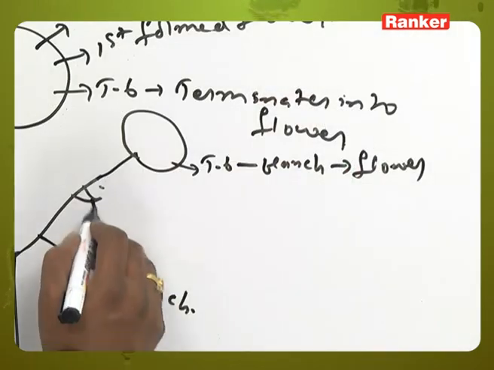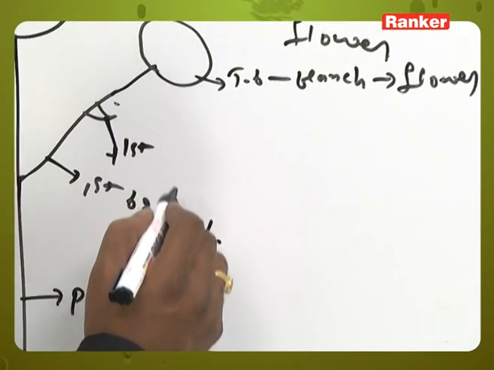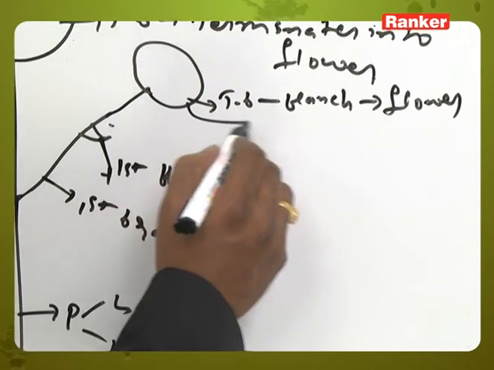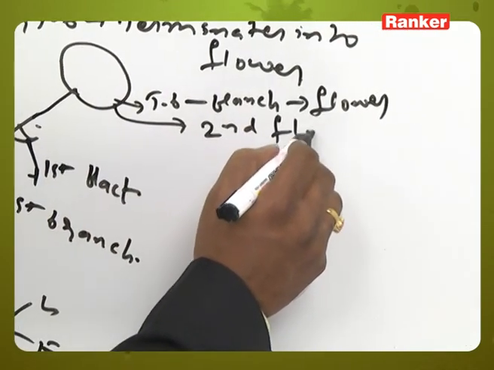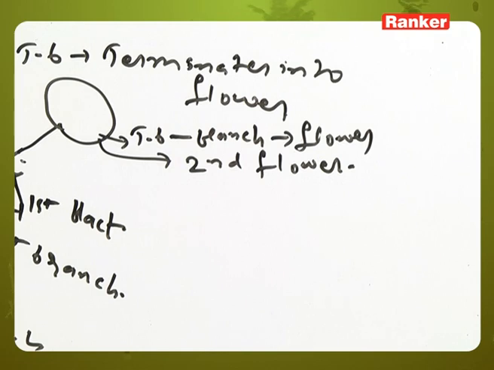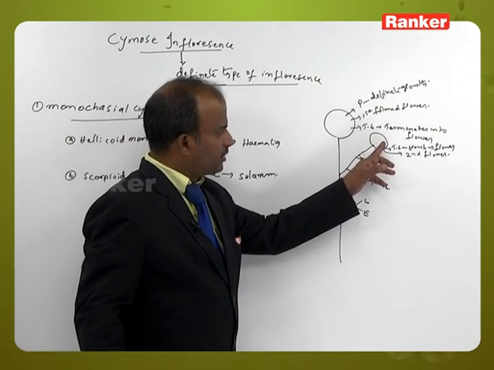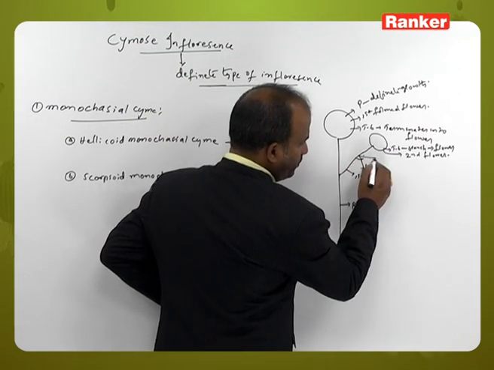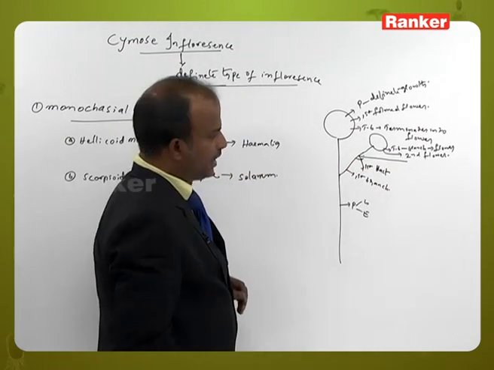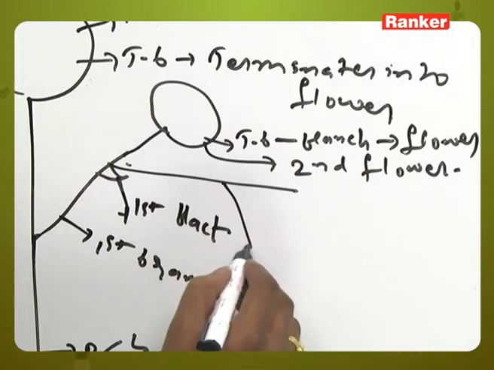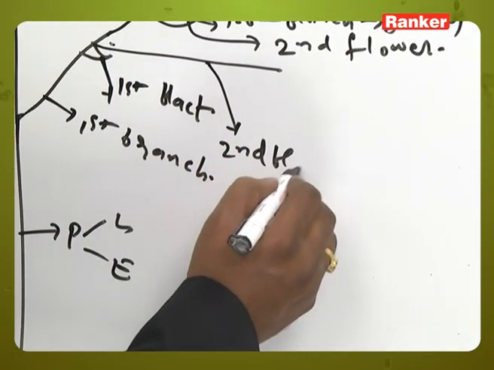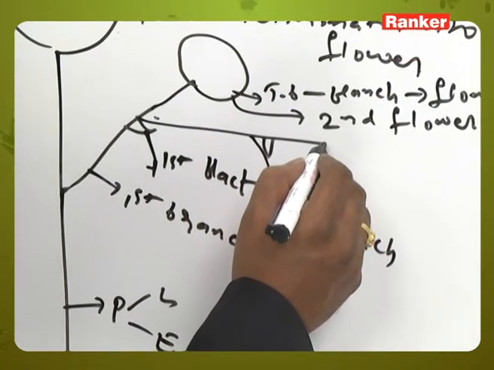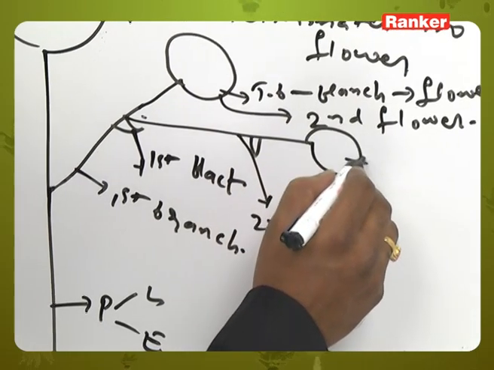This is the first formed bract, and this is the second formed flower. From the base of the second formed flower, the second branch arises. And this second branch also shows definite growth. Why? Because it also terminates into a flower.